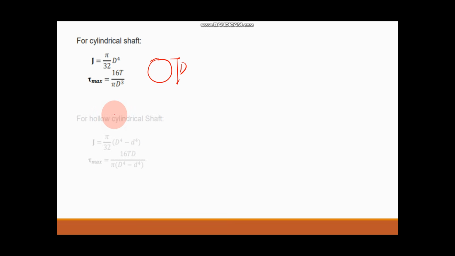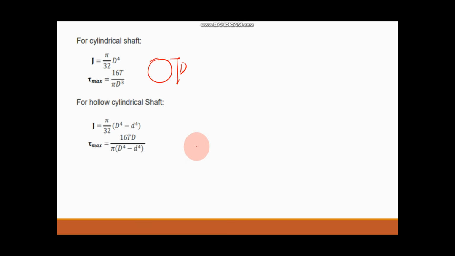And for the hollow cylindrical shaft, this would be the outside diameter, and this would be the inner diameter, in which our polar moment of inertia would be equal to pi over 32 multiplied by the outer diameter raised to 4 minus the inner diameter raised to 4, and then the maximum shearing stress is equal to 16 multiplied by the torque or the twisting moment multiplied by the outside diameter divided by pi times the outer diameter raised to 4 minus the inner diameter raised to 4.